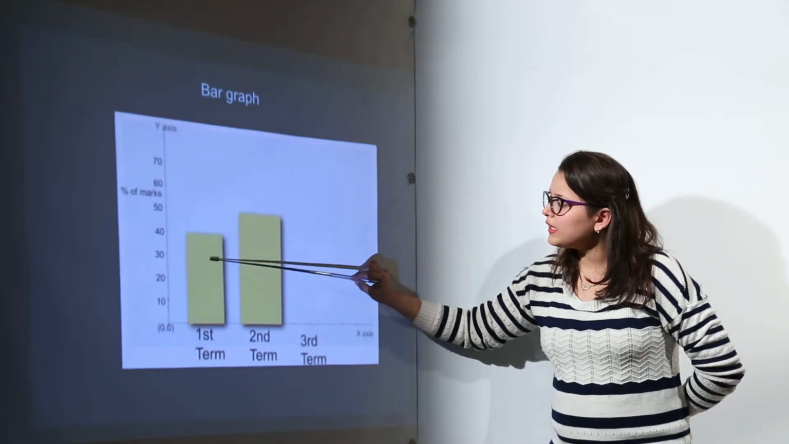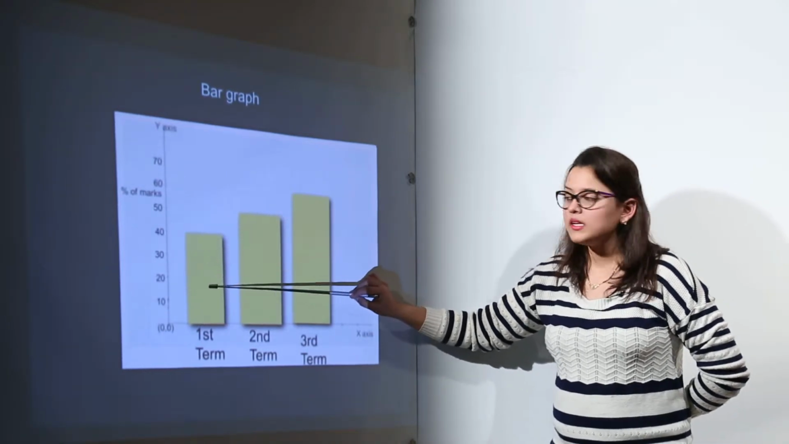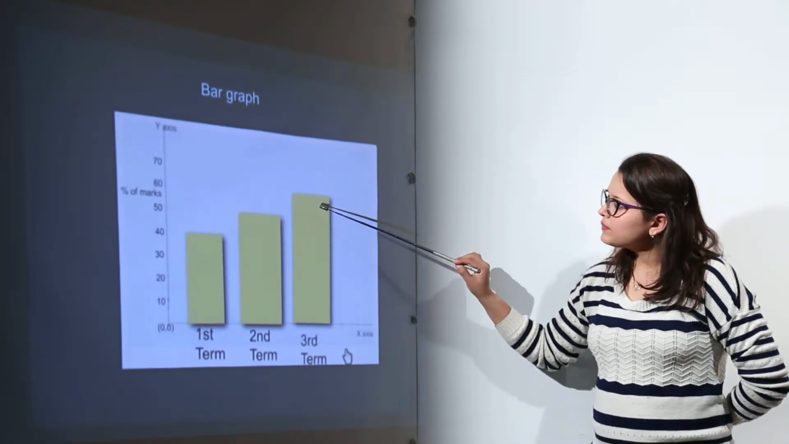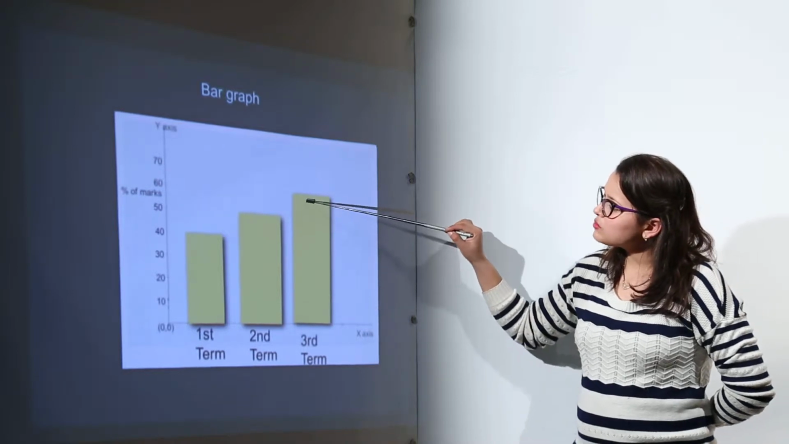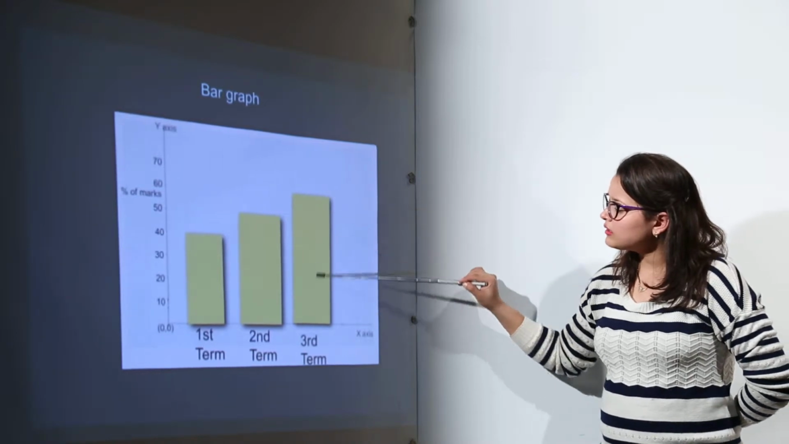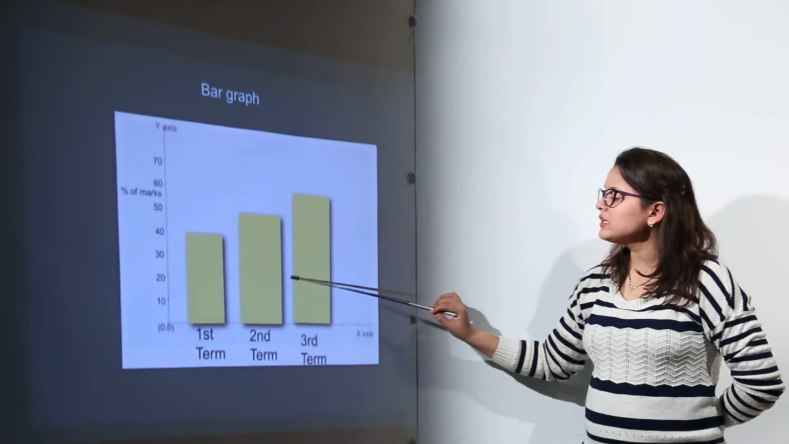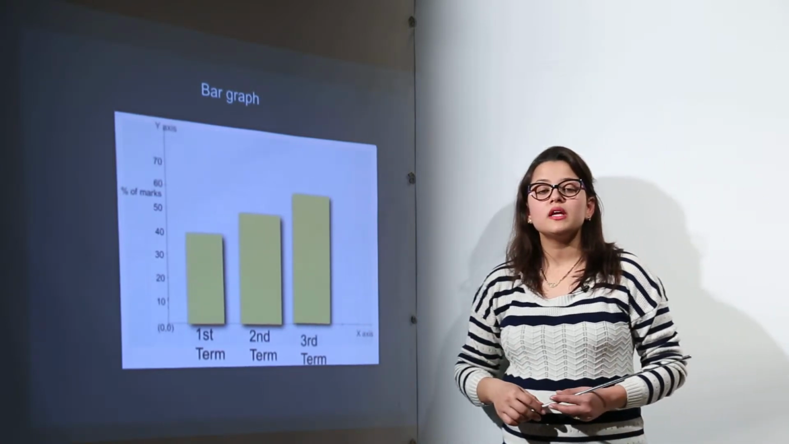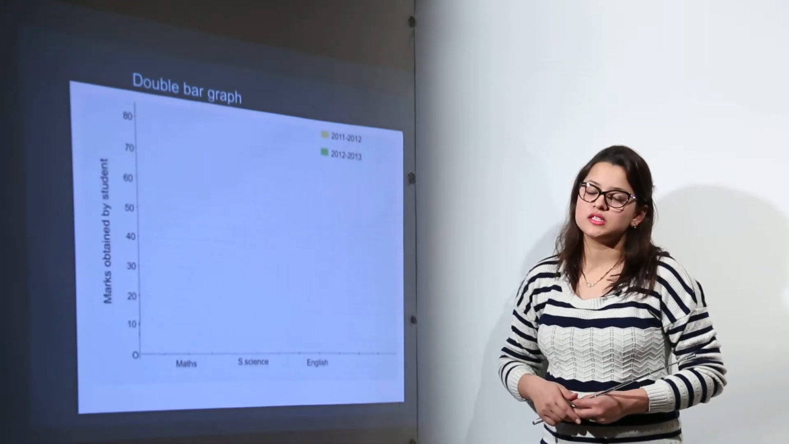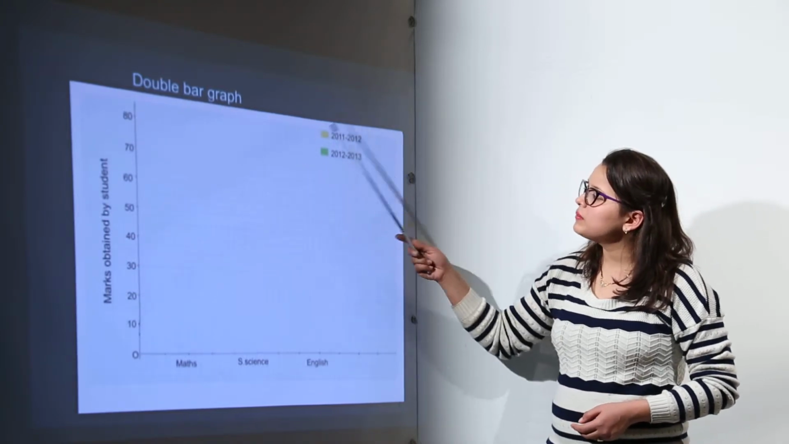Here you can clearly identify that in the first term the student was securing lesser marks, while in the second term the student improved. Now moving on to the third term, we can see the student has reached 60%. The third bar is representing that the student has improved compared to the first and second term. So this is how we can make the comparison of any quantity, the comparison between any categories, using the bar graph representation. Now the next question I have made is a double bar graph.